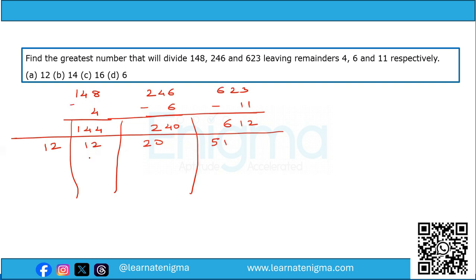Now, we don't have any further common factor between 12, 20, and 51 taken all at a time. So therefore, the answer will be option A, 12. So remember this method of subtracting the corresponding remainders from their individual numbers and then finding out the HCF of the respective numbers.